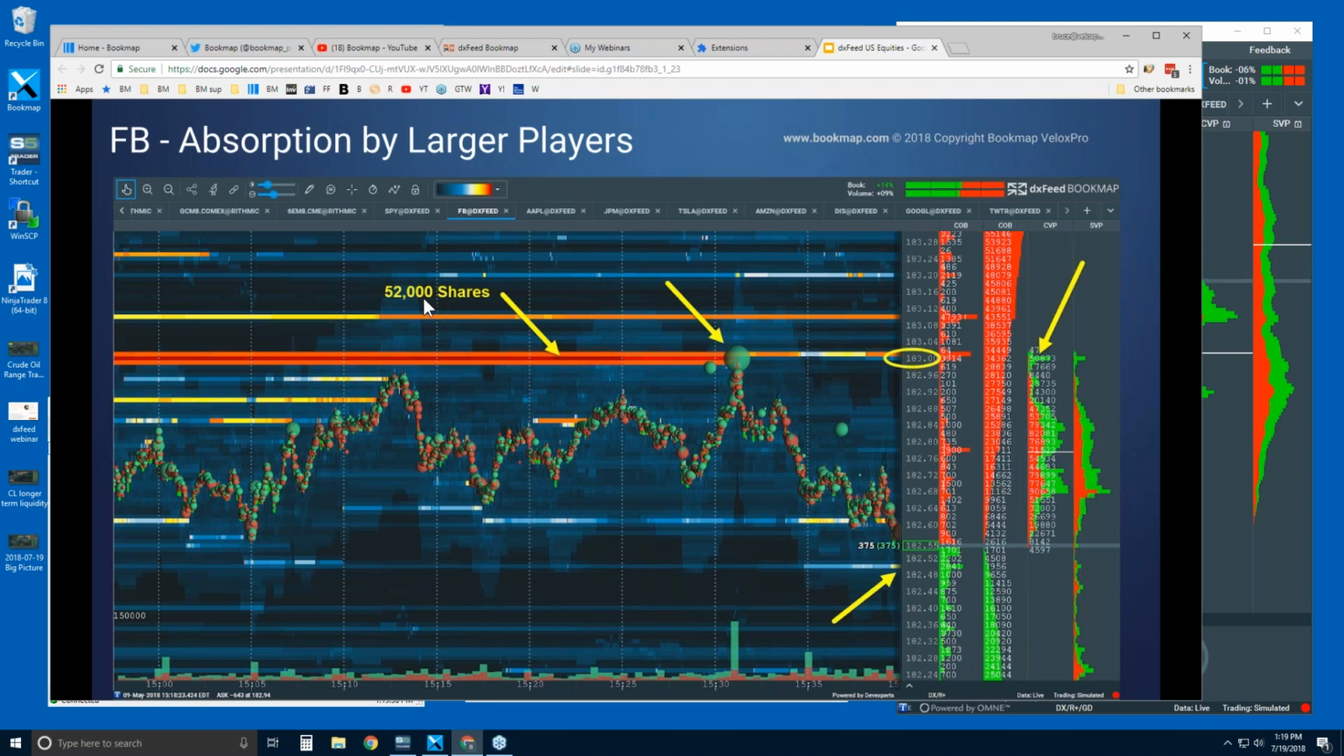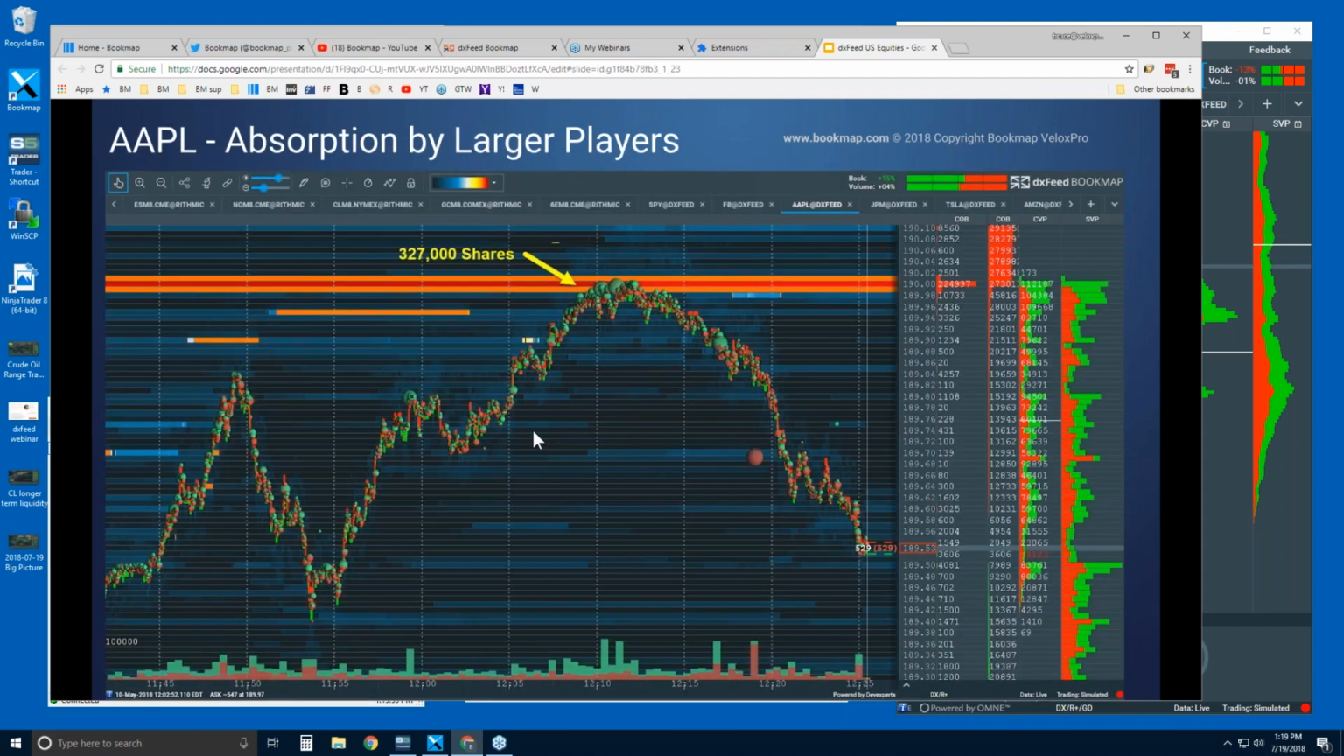52,000 shares. So what happens? Well, we start to rotate back down because the limit orders have absorbed all the buying pressure. Looking for it to come back down and test into lower liquidity, right here at 182.60 and then at 182.50 down here, which would be the target.